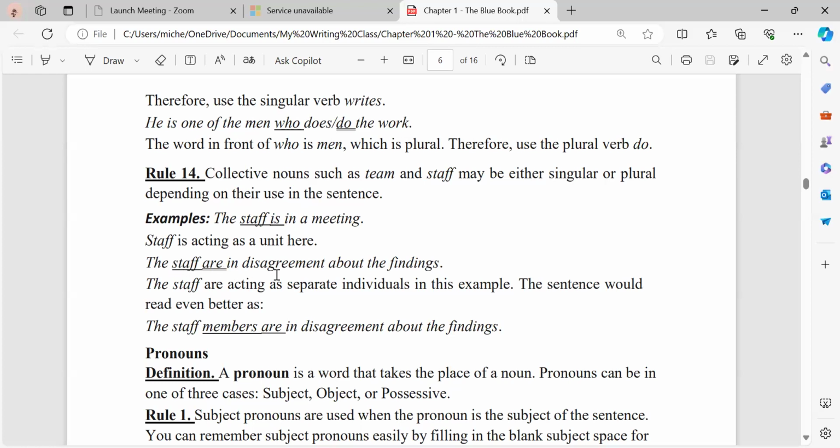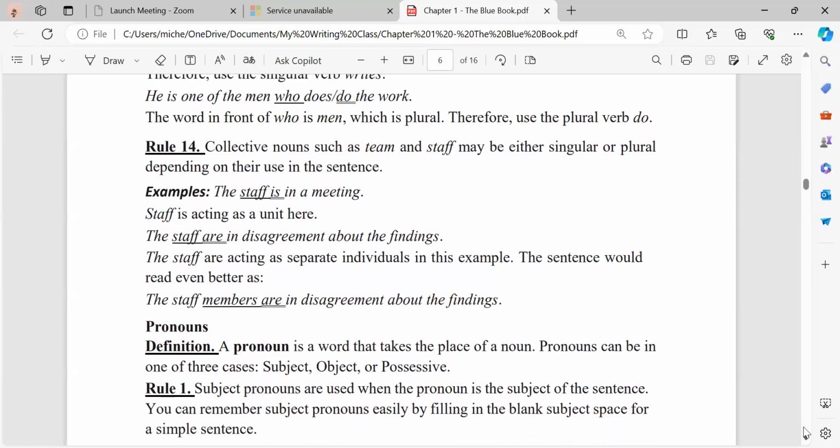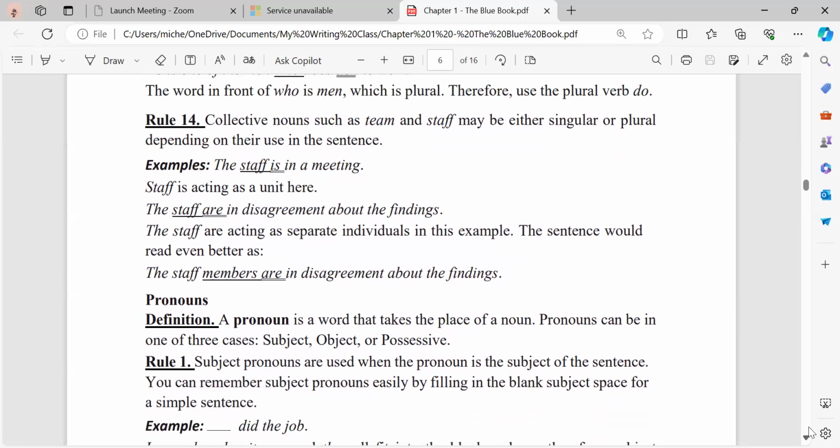And "the staff are in disagreement about the findings." Staff are acting as separate individuals in this example. So to avoid confusion, people usually add "staff members." It is obvious that the word members right here is the plural subject. "Staff members are in disagreement." So "are" right here is the plural verb. So I think that's all for the subject-verb agreement.